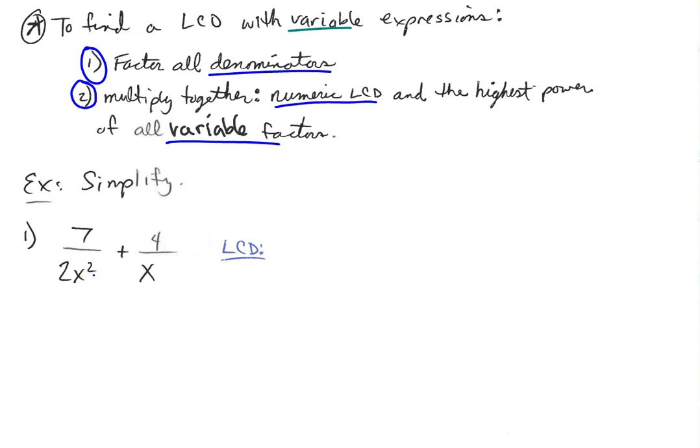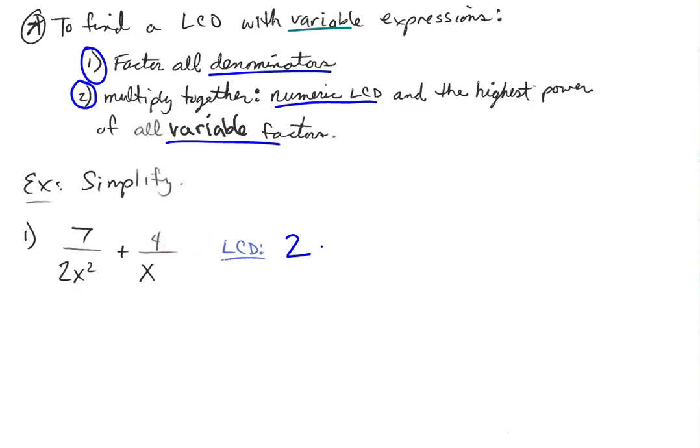But we're also now going to go through step 2 of finding the LCD, which means we're going to multiply together the numeric LCD. Well, we do have a numeric factor in the first denominator, the 2, and we don't have a visible numeric factor in the second denominator, but you could really imagine a 1 coefficient in front of the x there. So in that way we do. And the common denominator for 2 and 1 would be 2.